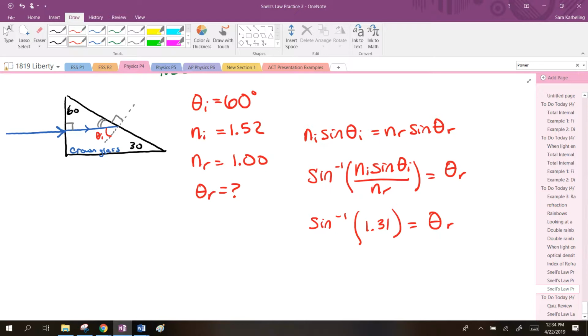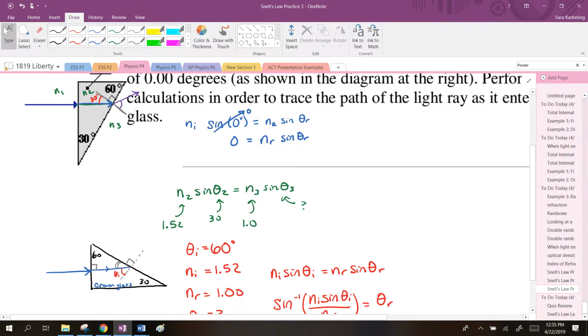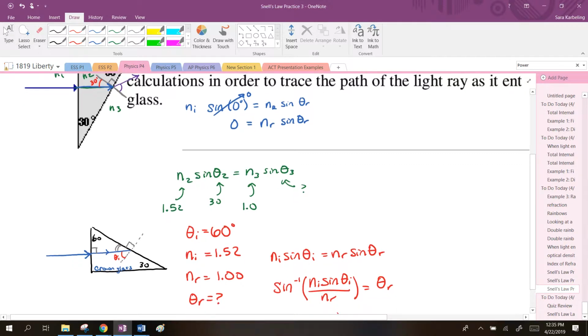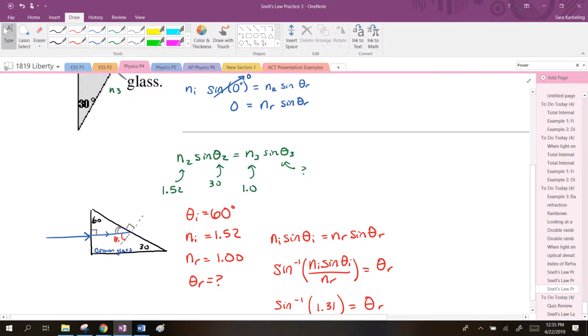I set you up for an opportunity to learn here. So stay with me. What do you think is going on? What's different between this one and the one above? What's different? In these problems, do you always have to use sine, or can you use tangent? Nope, it's always sine. Good question.